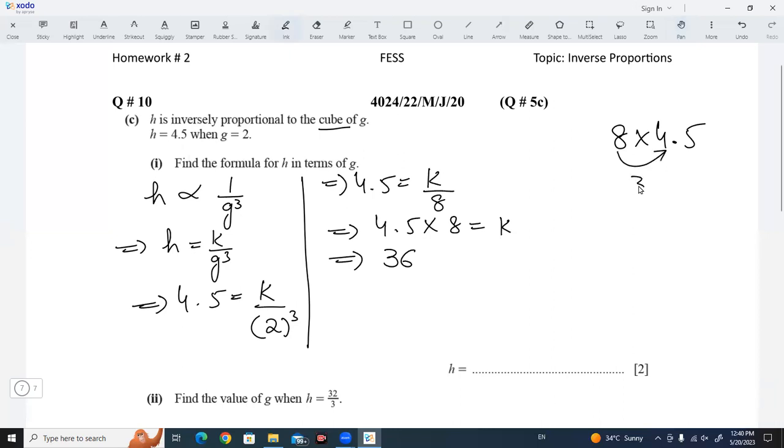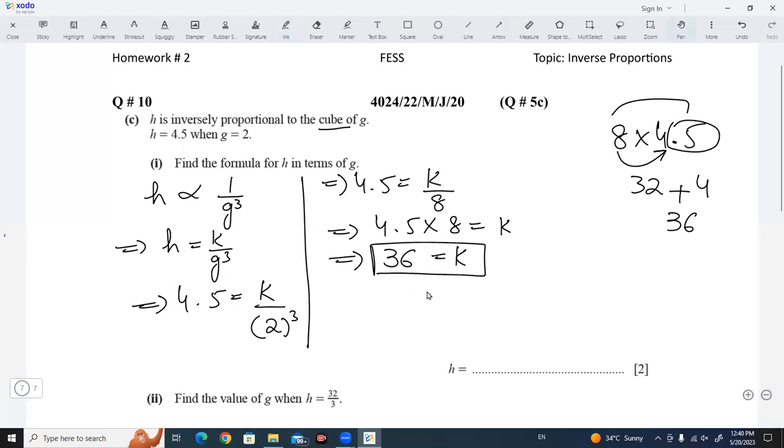So 8 times 4 is 32. Now put a plus sign, and then 8 times half. 8 times half is basically 4, means half of 8 is 4. If you add these two, it results in 36. That is the answer for k. So now replacing this value of k into the equation connecting h and g, it becomes h equals 36 over g cube. So this is the result for part 1 of this question.